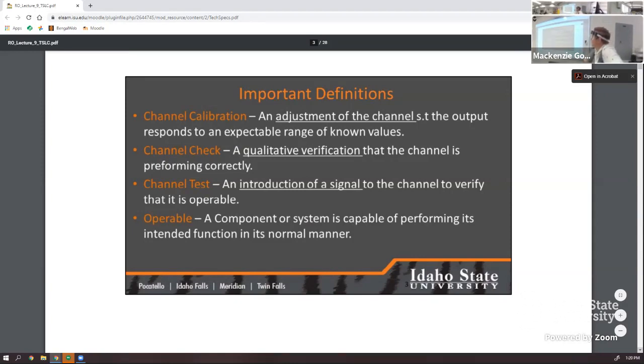And then the definition of operable: the component or system is capable of performing its intended function in its normal manner. So you may be able to pass a channel check, but if the channel is not properly calibrated, it's going to fail the channel test, and it's not operable, right?